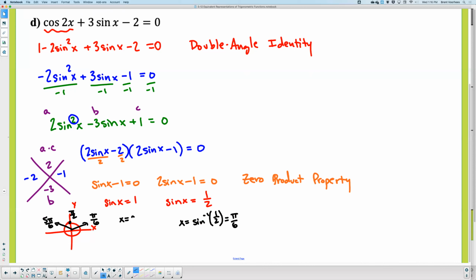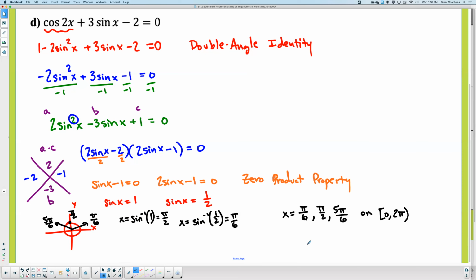I'll go ahead and put this one on sine inverse of 1. And that would be the pi/2. That's where that answer comes from. So right now, it looks like our answers should be going in order: pi/6, followed by pi/2, and then 5pi/6 on the domain of 0 to 2 pi.